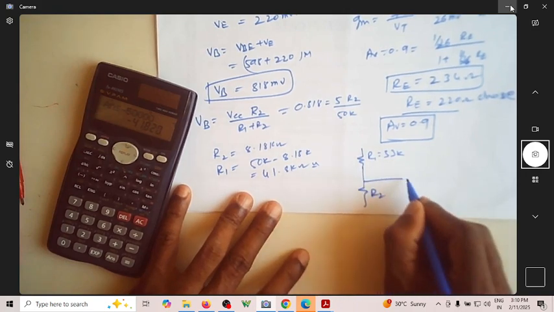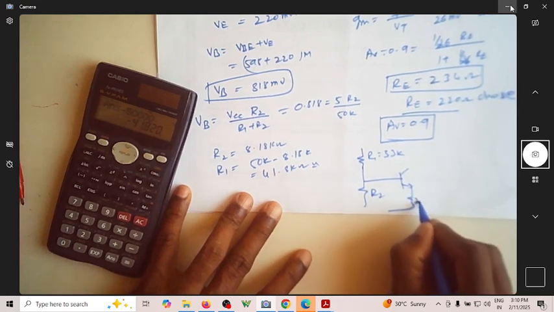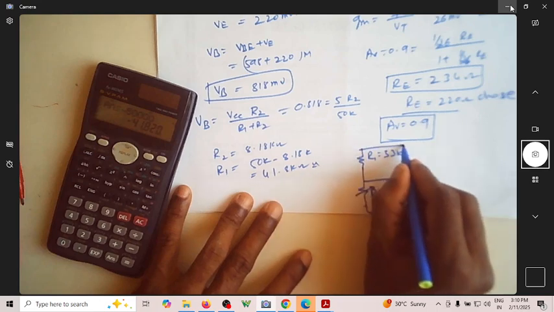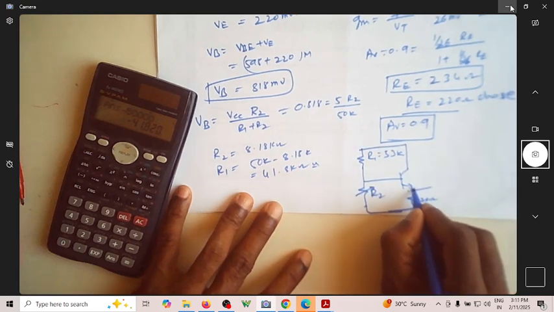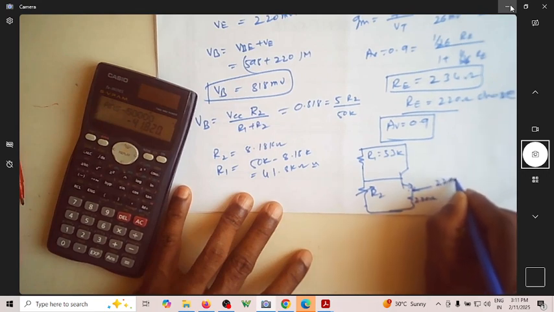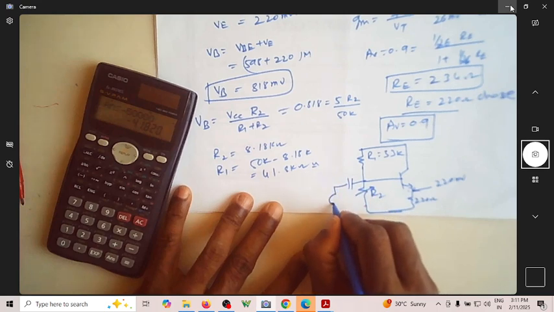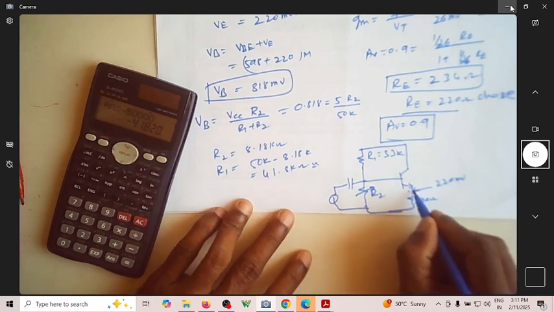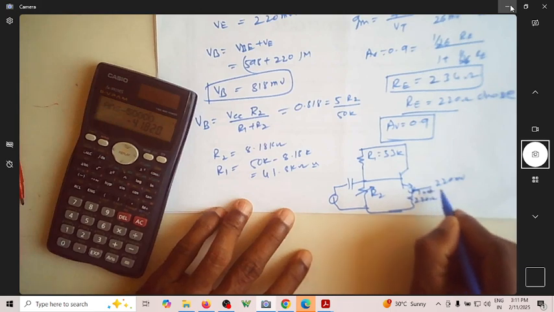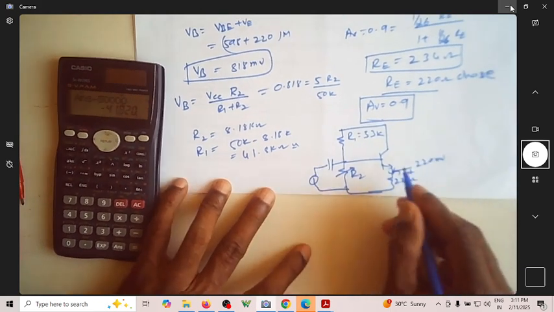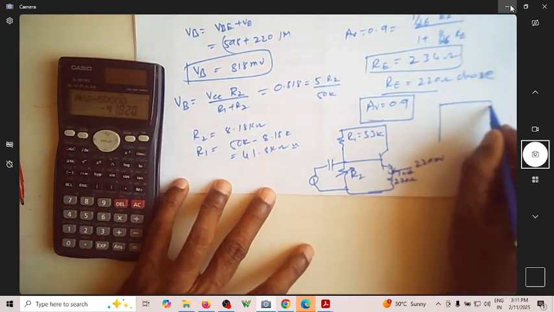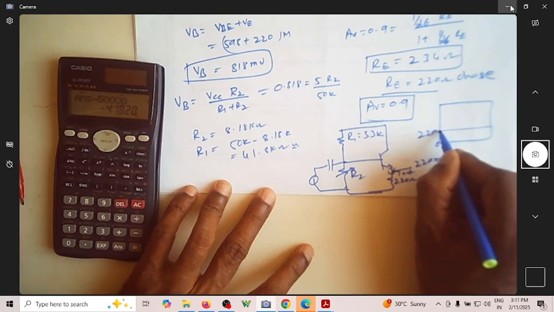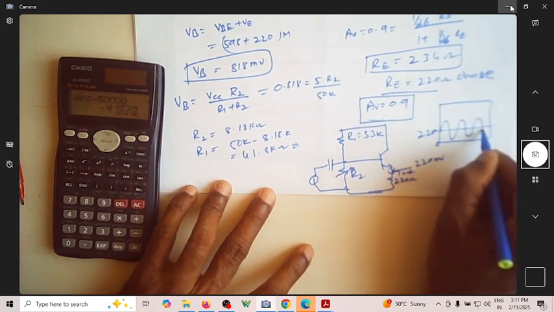Use this R2 such that whenever you are using the 220 ohm resistor, of course use a DRV, so that you ensure that the voltage here becomes 220 millivolt. Whenever the voltage here becomes 220 millivolt, then you are allowing a current of 1 milliampere, and an AV of 0.9 will be guaranteed. So you will have a DC voltage of 220 millivolts at the emitter. You have to apply a small amplitude signal so that you get the output voltage, which is 0.9 times the input.